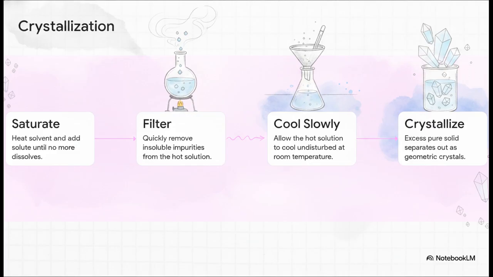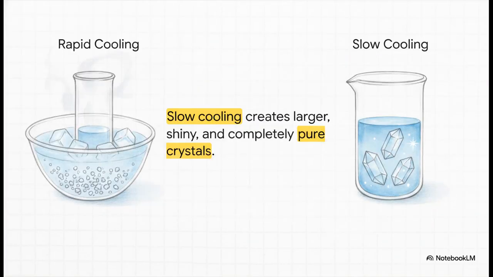Step 3. You just let the solution cool down. And Step 4. As that liquid cools, its capacity to hold the solute shrinks back down. It just can't hold all that dissolved solid anymore, so the excess material physically separates out as pure, solid crystals. If you want the absolute best results here, patience is key. The real secret to perfection is in the cooling.